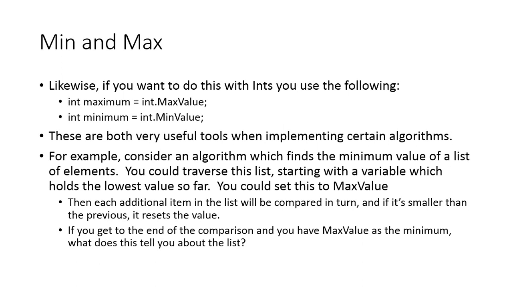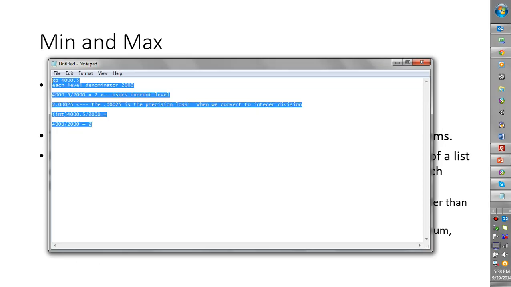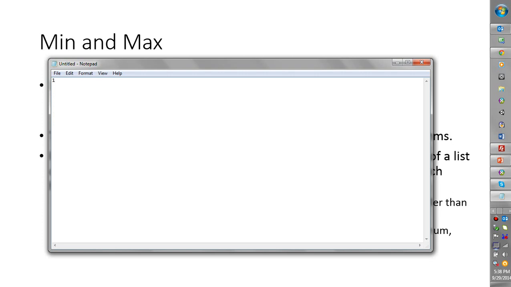For example, if we consider an algorithm to find the minimum value of a list of elements, one thing we could do is traverse the list starting with a variable that holds the lowest value so far. You could set this originally to be the max value. Then each additional item in the list will be compared in turn. If it's smaller than the previous, it'll reset the value. This is something we do quite often in early computer science classes: sorting and finding the largest or the smallest.